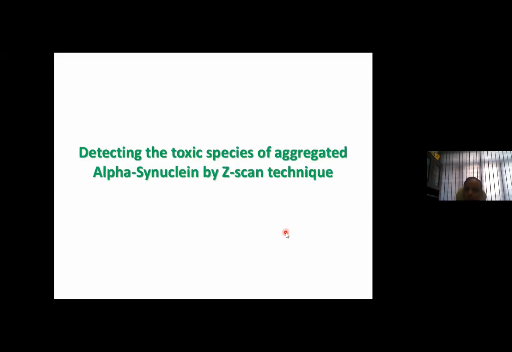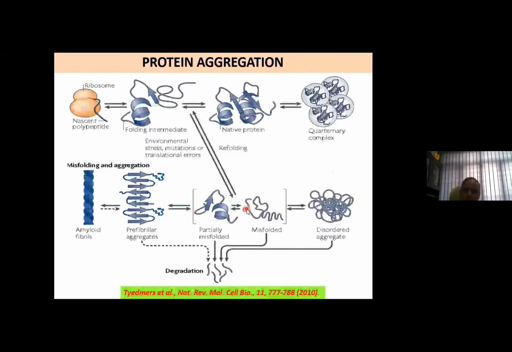Now we'll go to the next project, detecting toxic species of aggregated alpha synuclein by the Z-scan technique. So here, first of all, the aggregation of this protein is involved in one of the neurodegenerative diseases. So before going to that, first we'll understand what protein aggregation is.